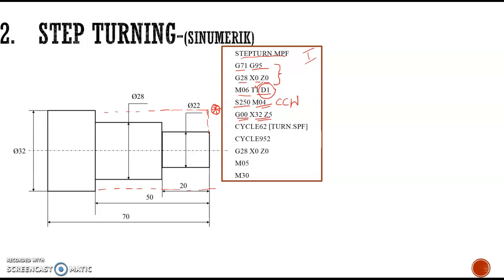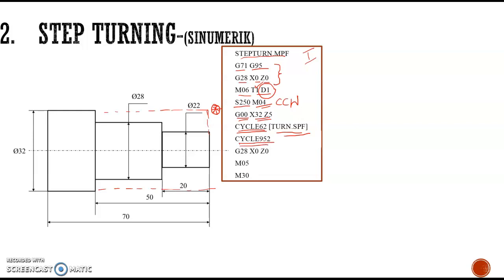Then next is cycle 62. It is a particular command used to call the subprogram, and in brackets we give the name of that particular subprogram. Here it is turn.spf. So when we give cycle 62 and turn.spf, the command will be shifted to that subprogram.